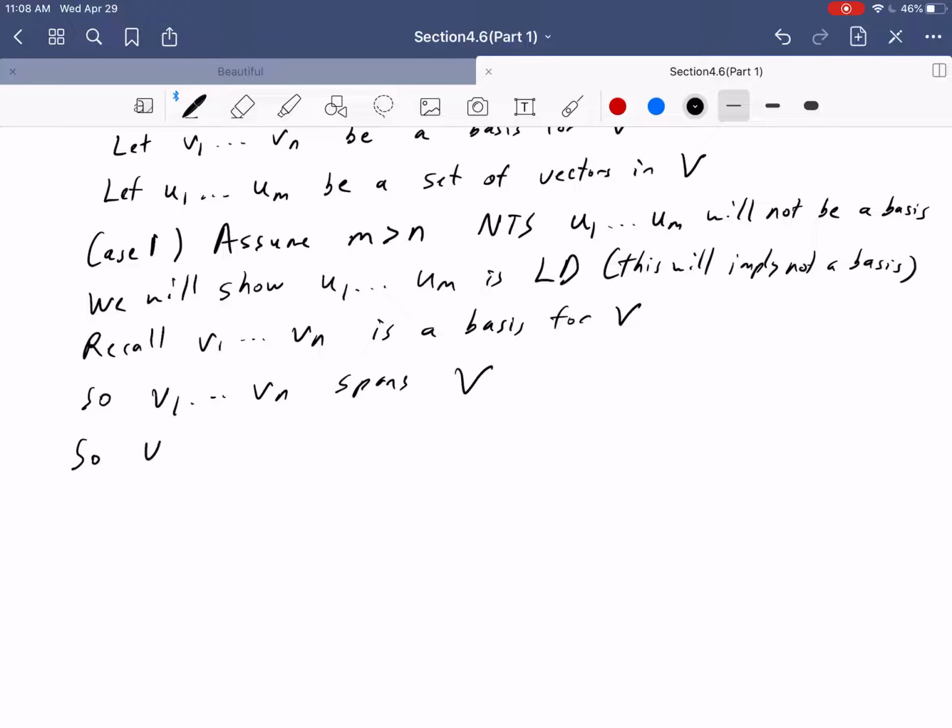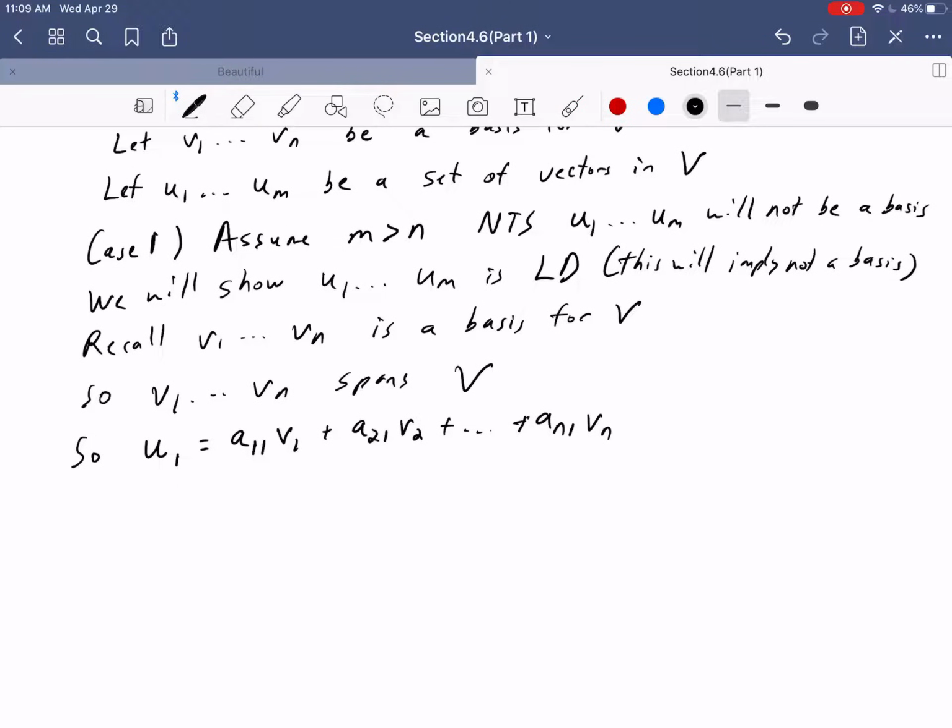So we can say that u1 is equal to, let's just say, a11 v1 plus a21 v2 plus dot dot dot plus an1 vn. In other words, we can take the first thing in this set u and write it in terms of v, where these a11, a21, an1 are just constants. We can do the next. u2 would be a12 v1 plus a22 v2 plus dot dot dot an2 vn.